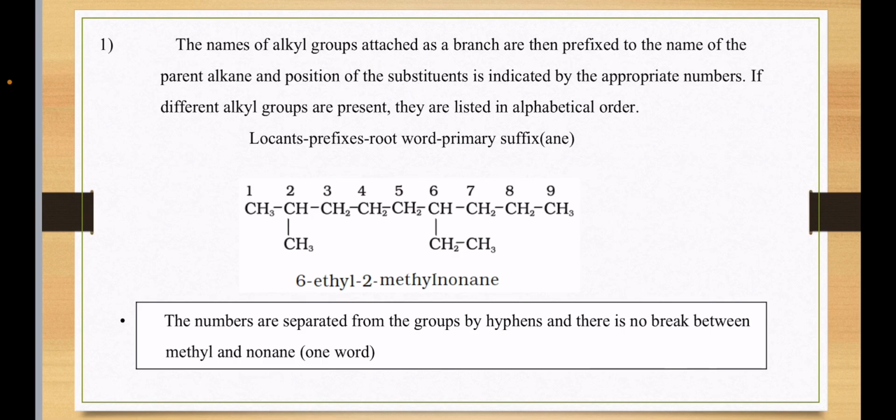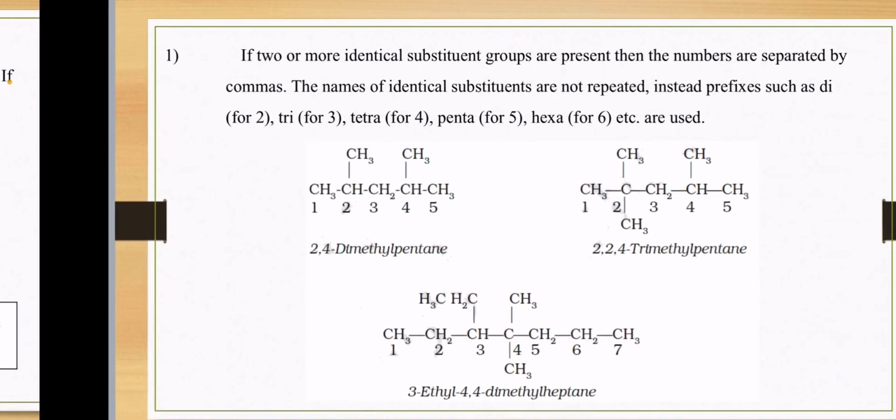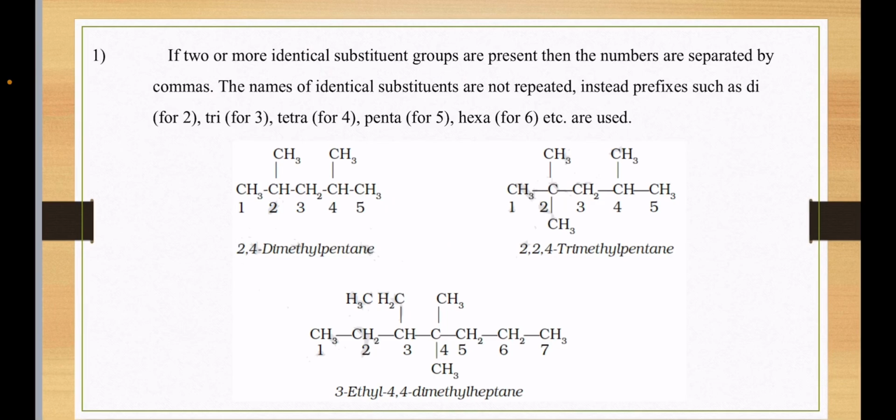If more than one substituent or branching is there, we name them according to alphabetical order. Now if two or more identical substituent groups are present, then the numbers are separated by commas. It means if similar groups are there, like in the first example, where methyl groups are at 2 and 4, instead of writing 2-methyl 4-methyl, we write 2,4-dimethyl, then the name of the parent chain, that is pentane. Likewise you can write.